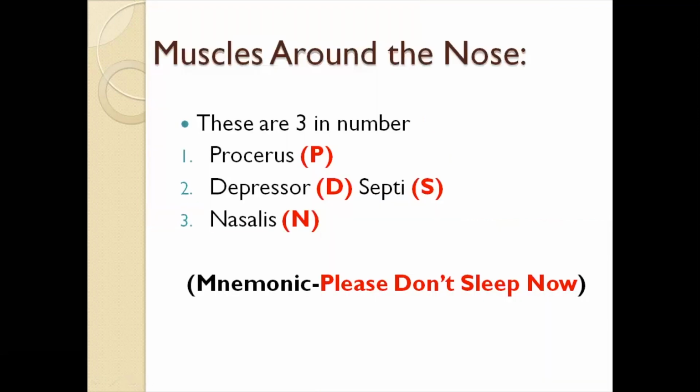Now, coming to the muscles which are around the nose, they are basically three in number: the procerus, the depressor septi, and nasalis. The mnemonic to remember these muscles is "please don't sleep now."